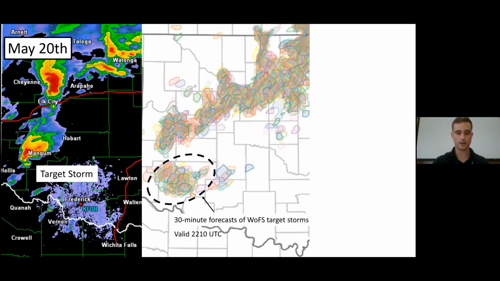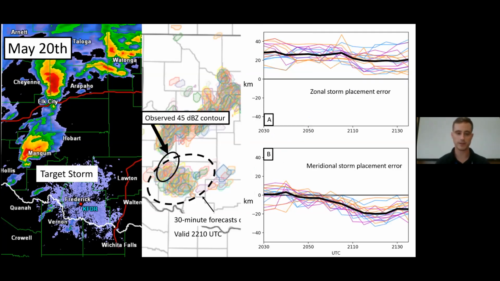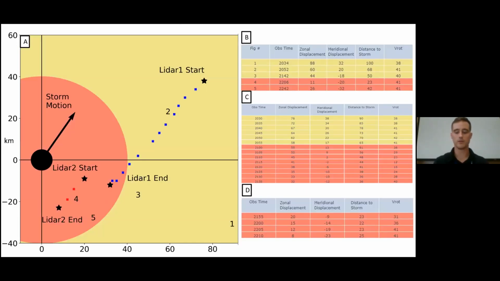I'll overlay a circle here so you guys can see roughly the difference. Again, WoFS does predict storms in that location. However, there is, again, a southeastern bias in storm location. And it was a bit larger on May 20th than it was on May 17th, with about 20 kilometers southeastern bias. Now, the radiosonde observation I'll be focusing on for May 20th is this far field observation at 2052 UTC.